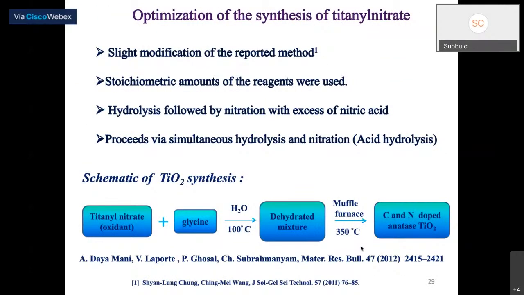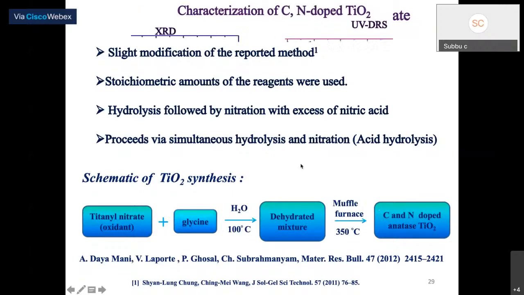How do I make it? This is as simple as this. You take your titanyl nitrate, any oxidant, or for argument's sake zinc nitrate, I can take it here. This I mix with the glycine. I put it at, say, 100 degrees centigrade for some time so that water gets eliminated. That syrup I straight away put in a muffle furnace. Then you see that there is a TiO2 form. Here the advantage is that since I'm using glycine, which is a combination of carbon and nitrogen, there is one-step doping of carbon and nitrogen in the case of TiO2. This is probably the simplest method one can think of.